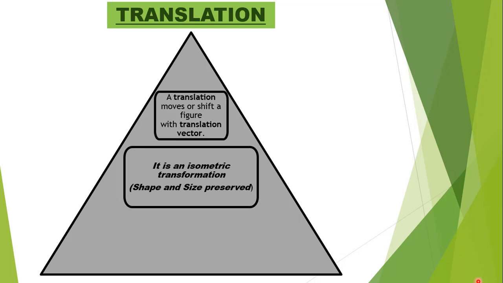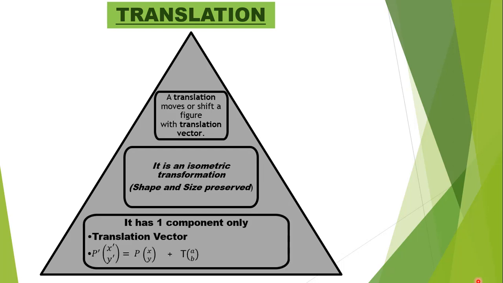translation is an isometric kind of transformation. What it means is, whatever the figure you want to translate, its shape and size will always be preserved. There is no change in the size, there is no change in the shape, but it will be displaced or shifted from one point to another.